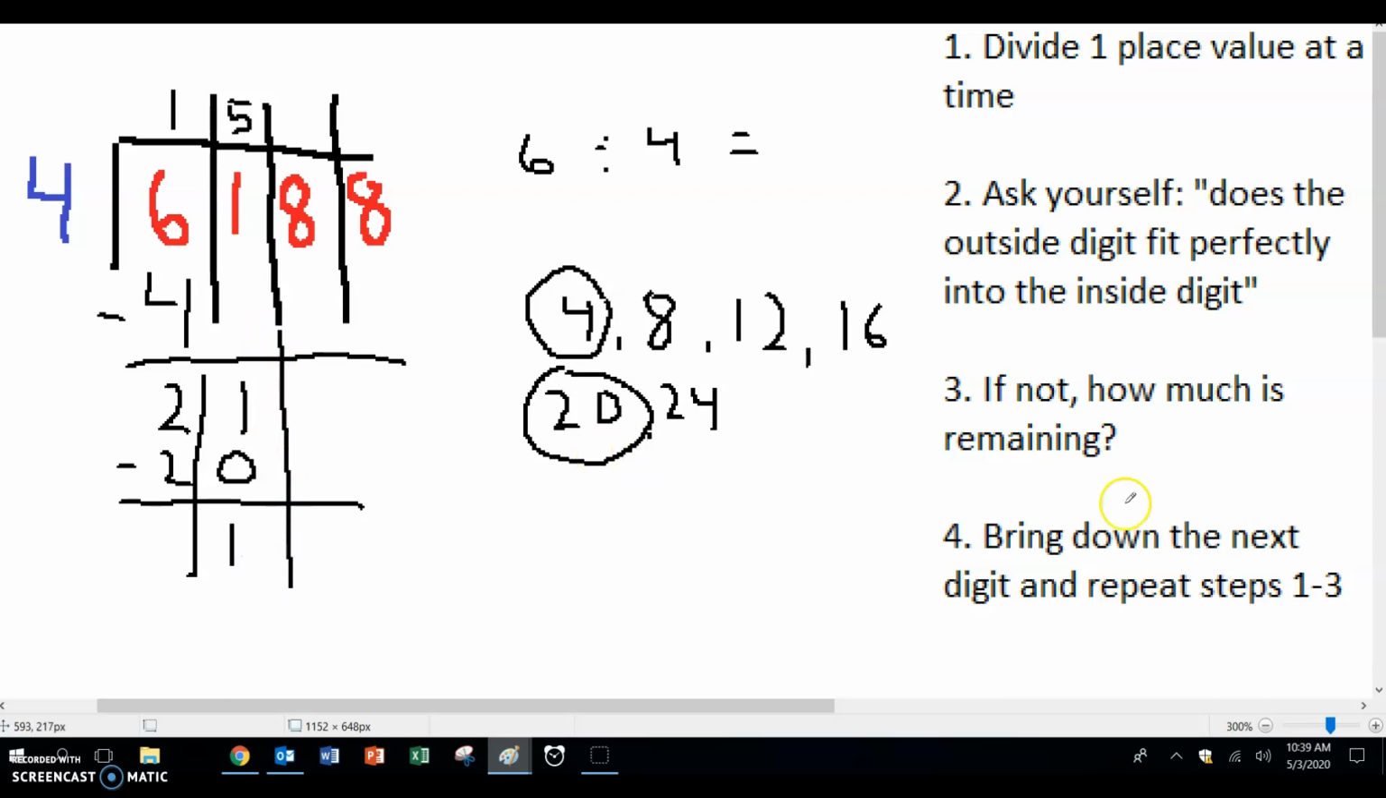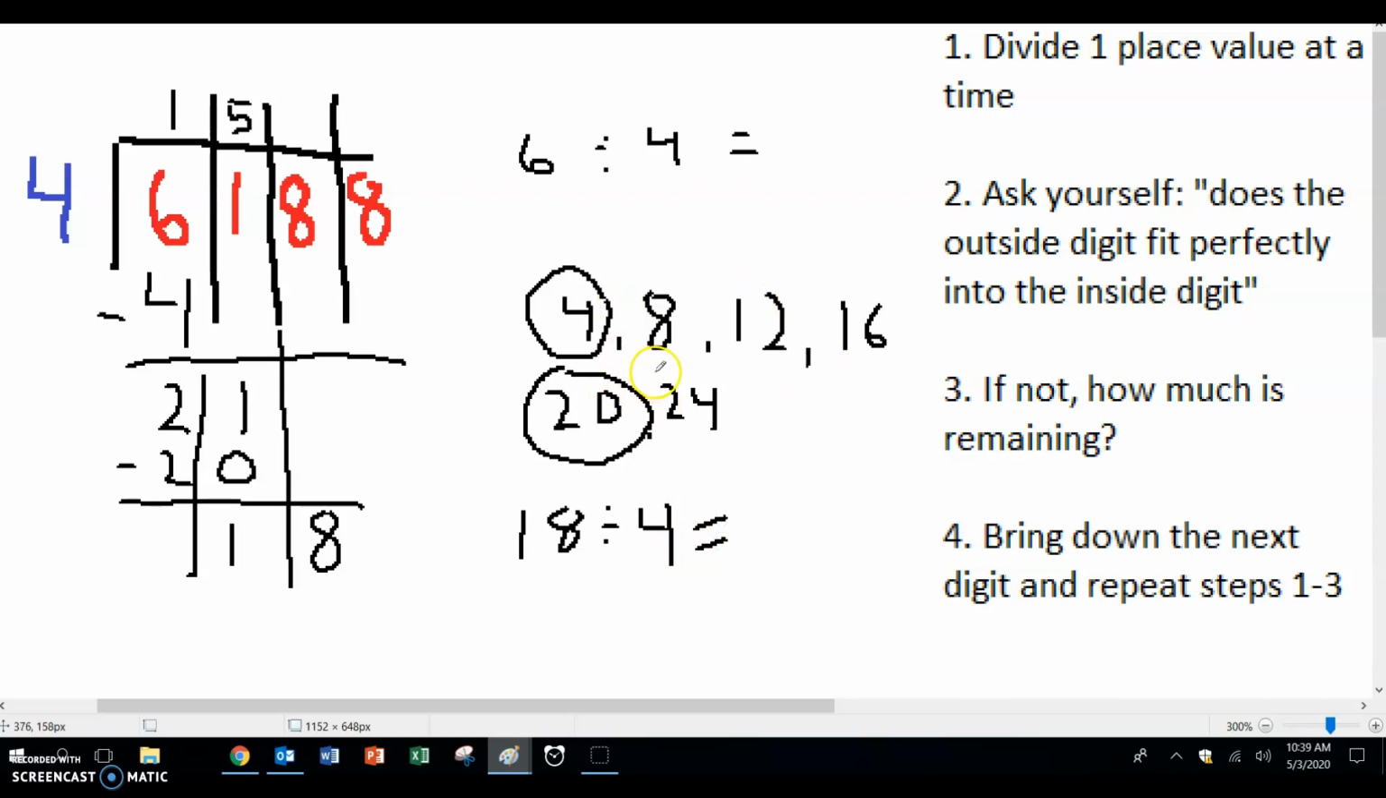Let's go to our next step. Bring down the next digit. We've taken care of the 6. We've taken care of the 1. Now we bring down the 8. Read the number exactly as it is. 18 divided by 4. How close can we get to 18, skip counting by 4, without going over?